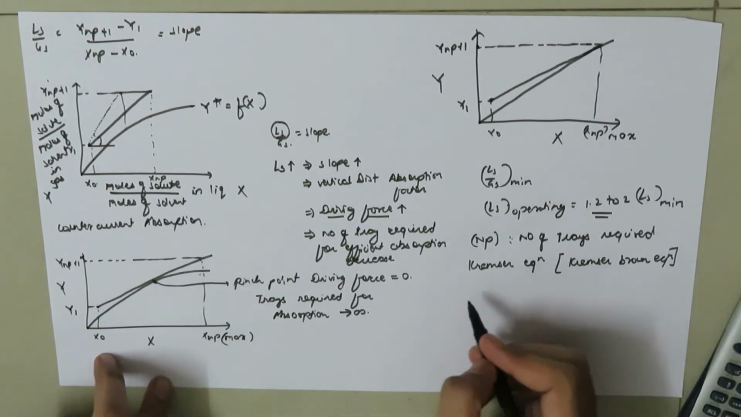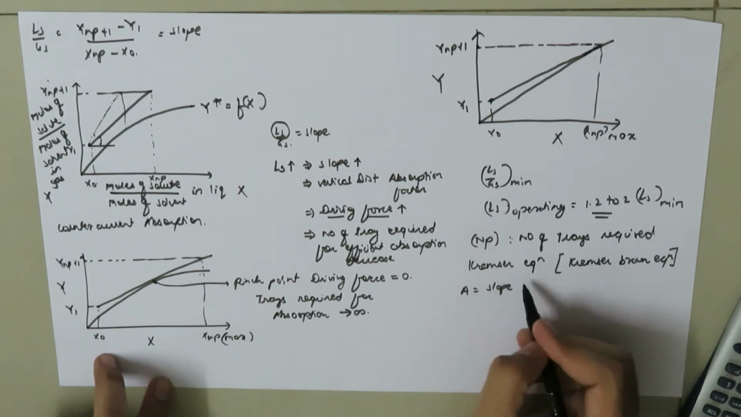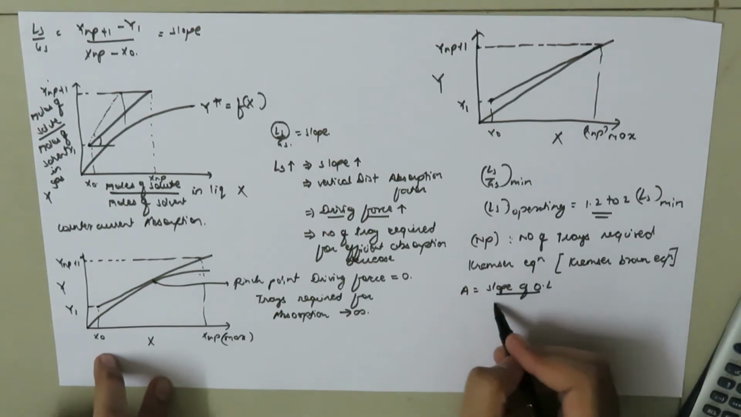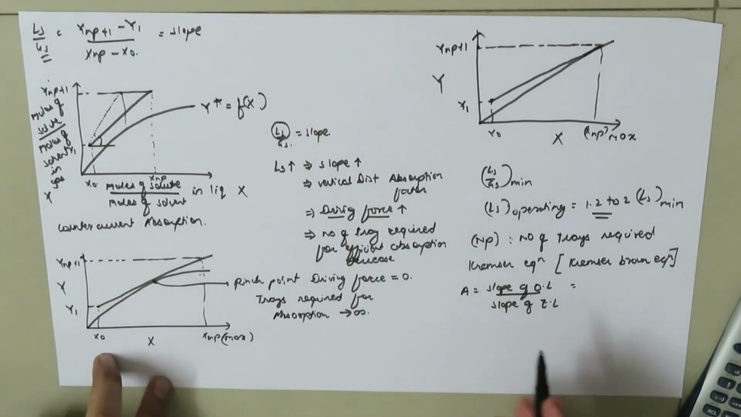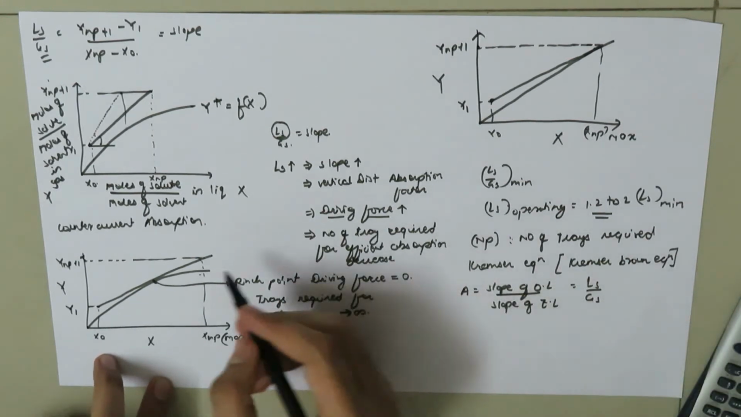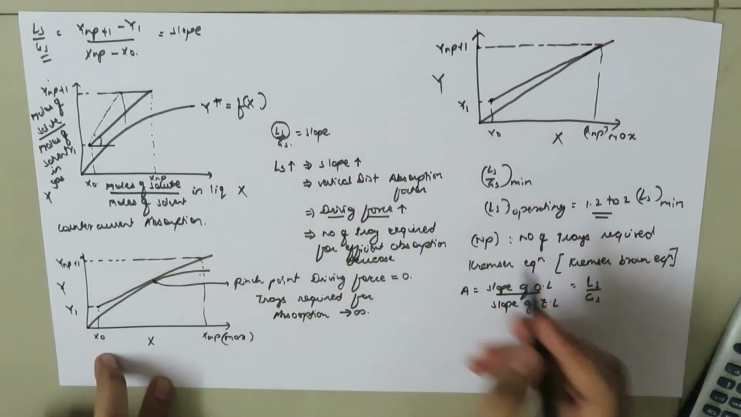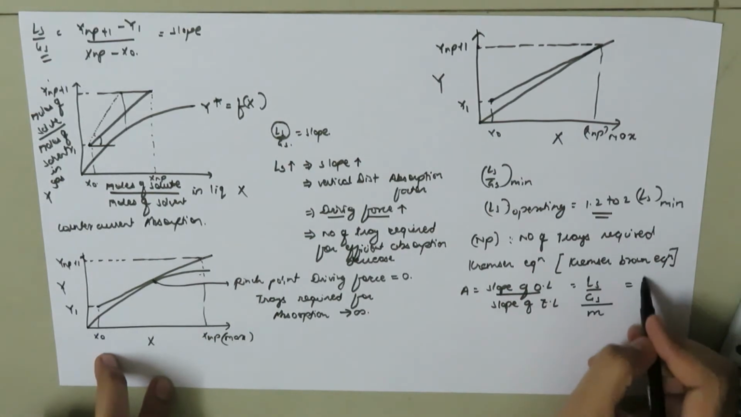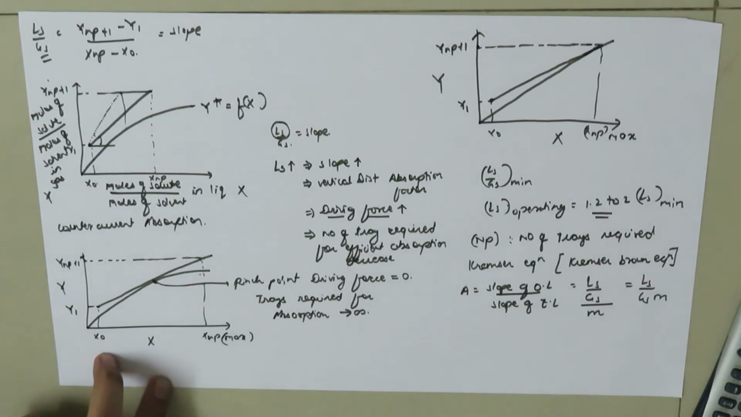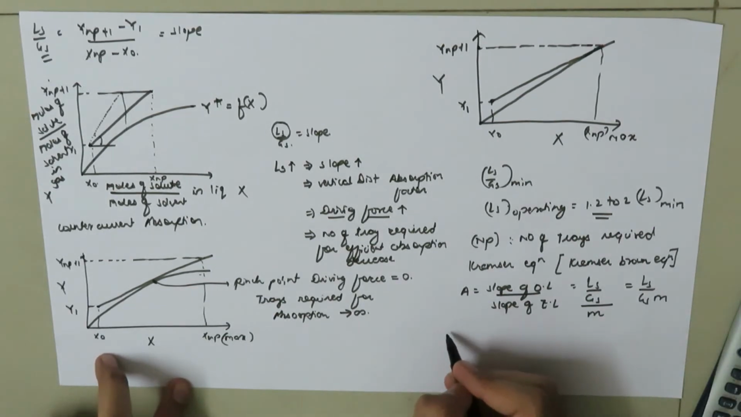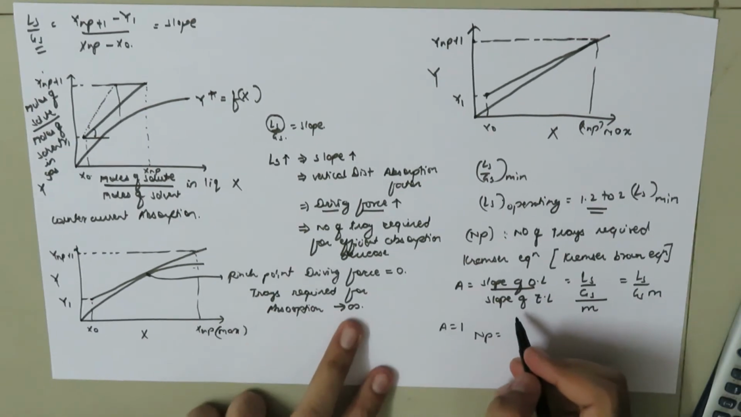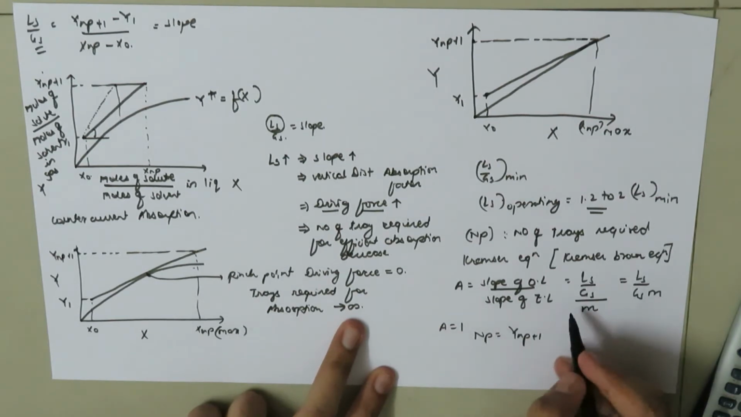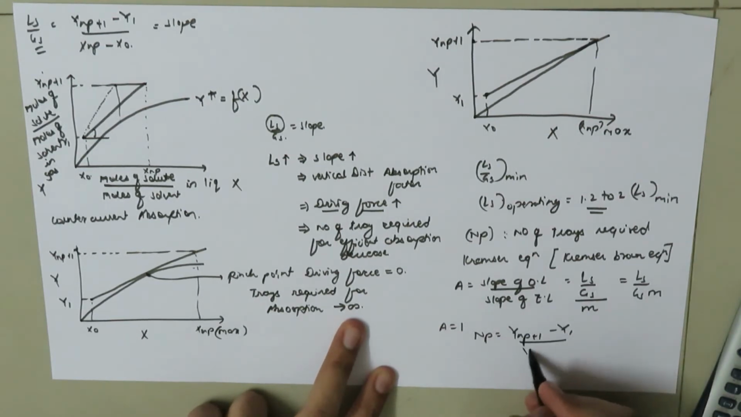And in this case, the absorption factor is the slope of the operating line divided by the slope of the equilibrium line. We know that the slope of the operating line is LS by GS, and the slope of the equilibrium line will be M, so the absorption factor is LS by GS times M. When the absorption factor is equal to 1, the number of trays required NP will be equal to YNP plus 1 minus Y1 divided by Y1 minus the slope of the equilibrium line times X0.